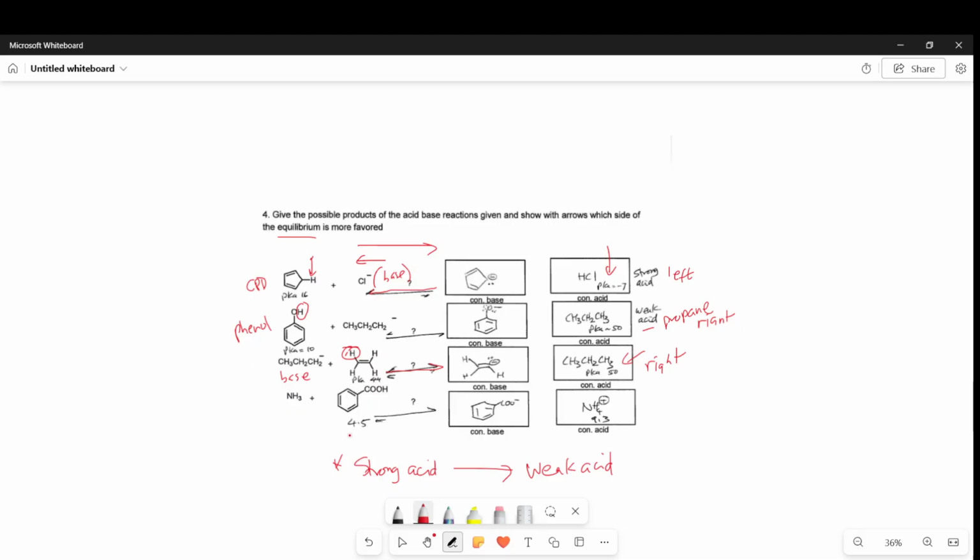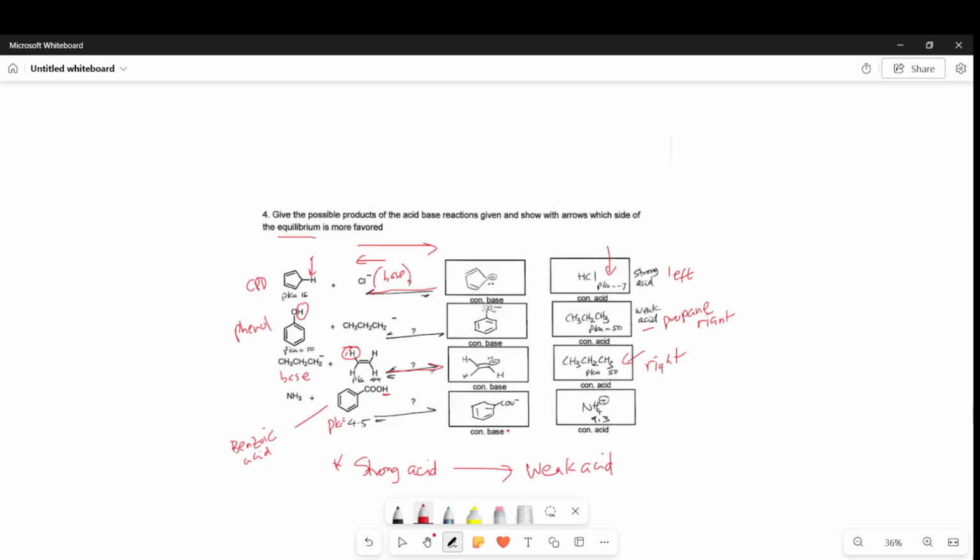Here is the equilibrium. This is ammonia, NH3. And here you have this pKa value of 4.5 for that proton. That means this is benzoic acid. Benzoic acid has a pKa of 4.5, and ammonia is a strong base.